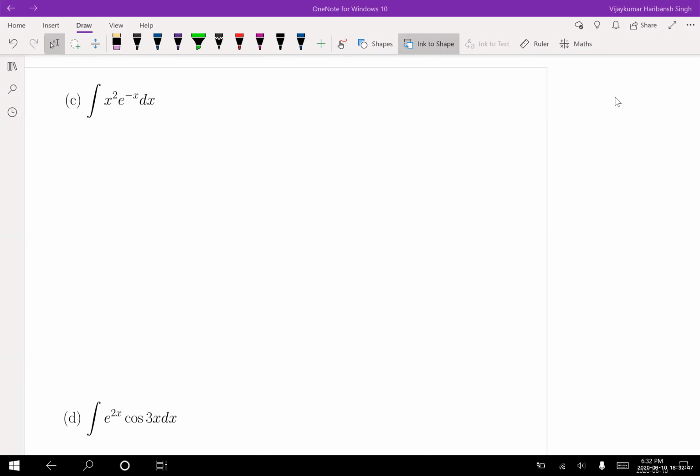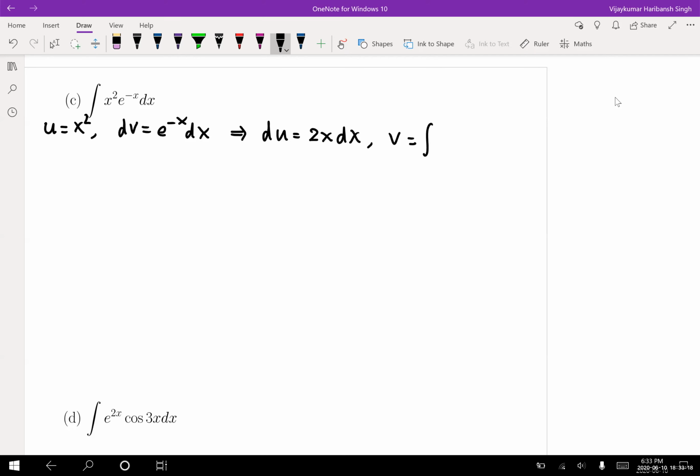So in this case, again, your choice of u is x squared, and choice of dv is e to the power minus x dx. So this implies, what is your du? So du is 2x dx, and v is integration of e to the power minus x dx, which is minus of e to the power minus x.